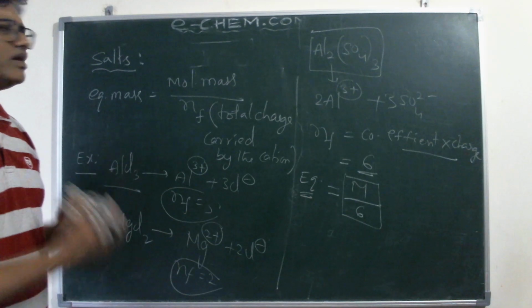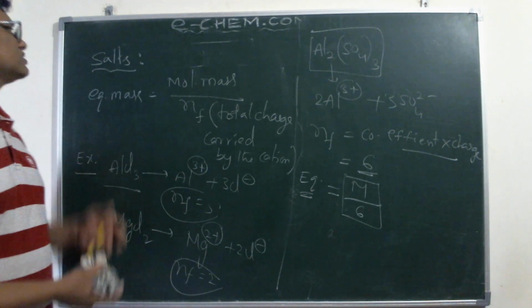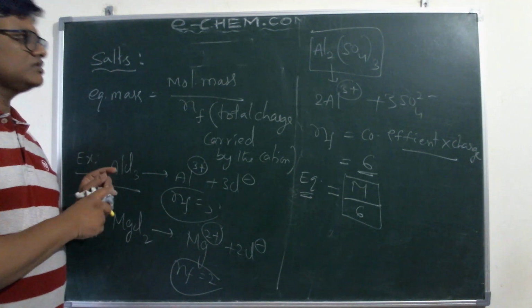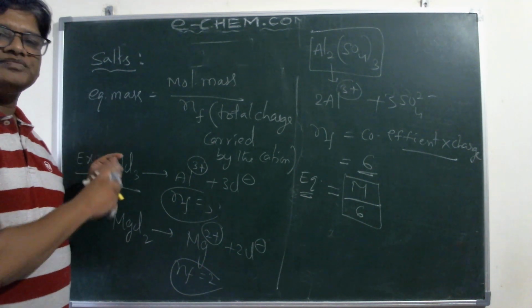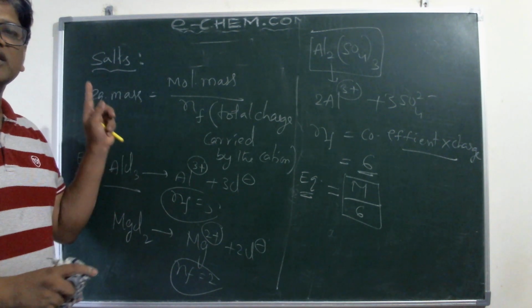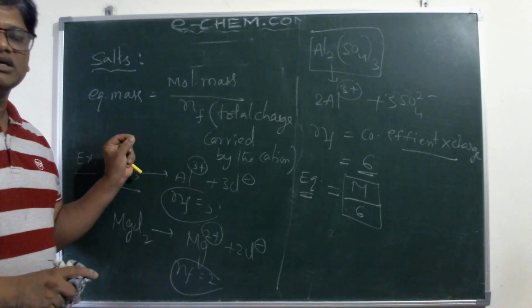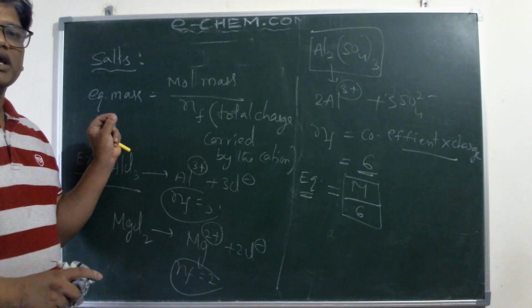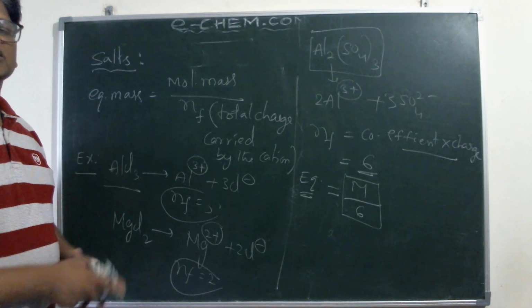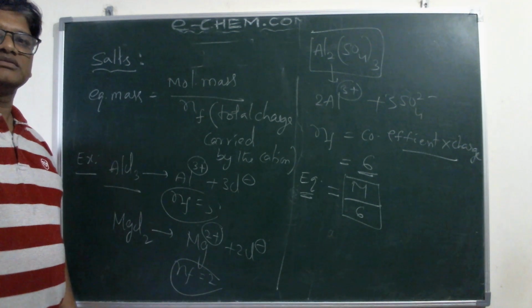Like this, we can calculate the equivalent masses taking the salts. For different compositions, we have different formulas to calculate equivalent masses. Why? Because equivalent mass is just a number to calculate the number of parts by mass. Right? So I hope you understood.